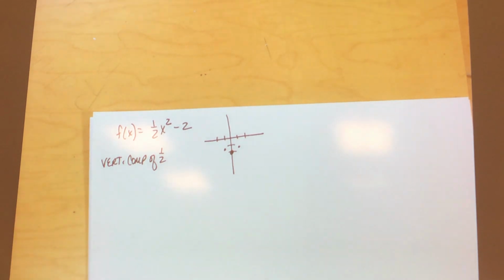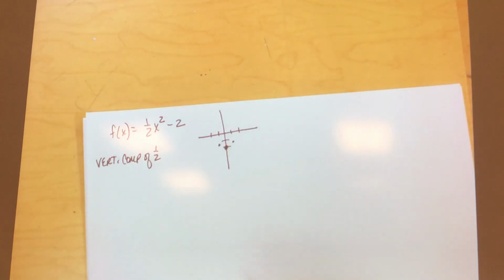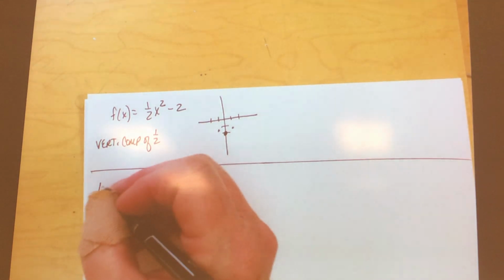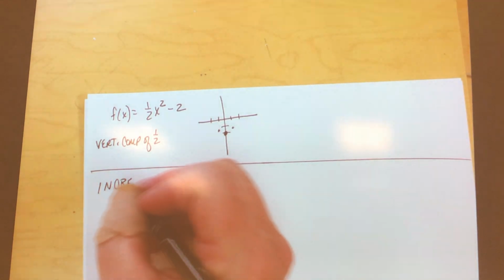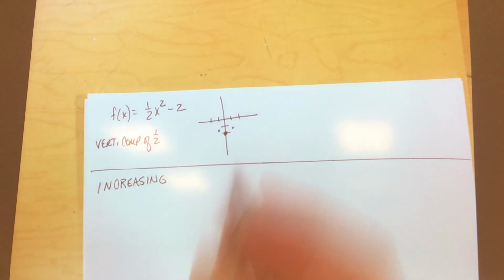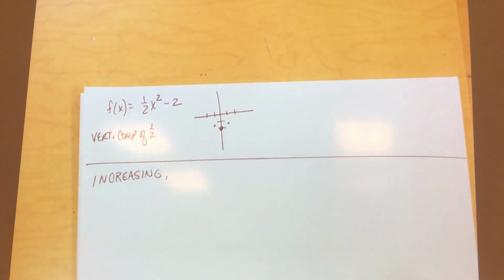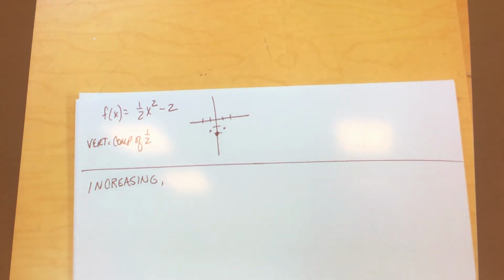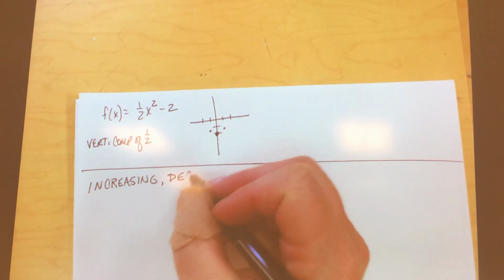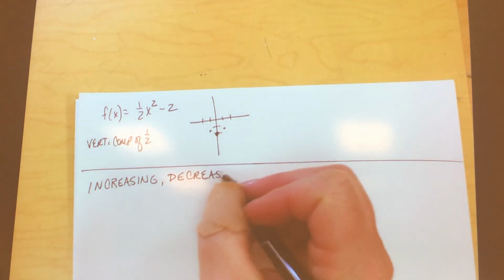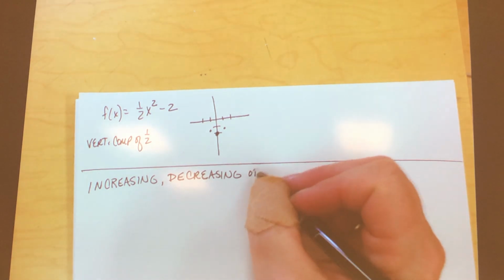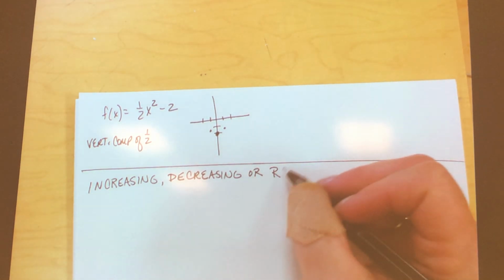All right, everybody okay? So we're going to talk about increasing. What does increasing mean? Bigger. More. How's the graph going to be going? Up. Yeah, going up. Increasing, decreasing, how's the graph going to be going? Or remaining constant.